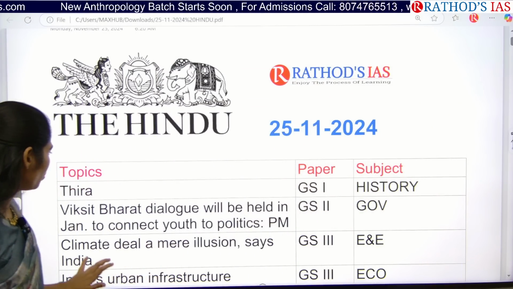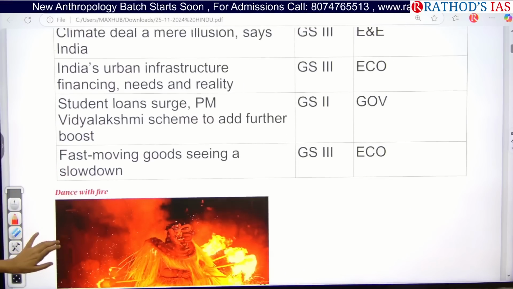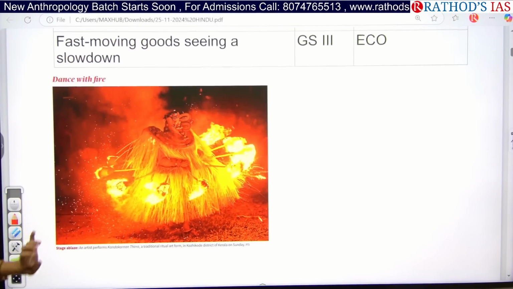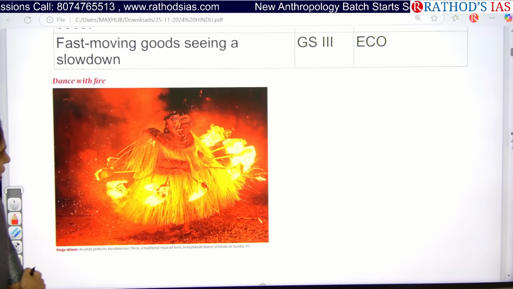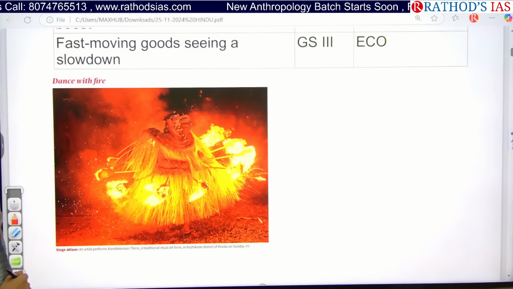Okay, so let us see the first image. See this image, guys. What is this image about, what can you understand from this image? Which art form is depicted in this image? It is art and culture, but which art form is depicted? You can see some fire, and you can see that the person has beautiful makeup. Have you seen this image anywhere?